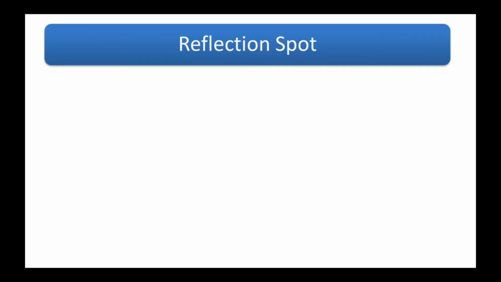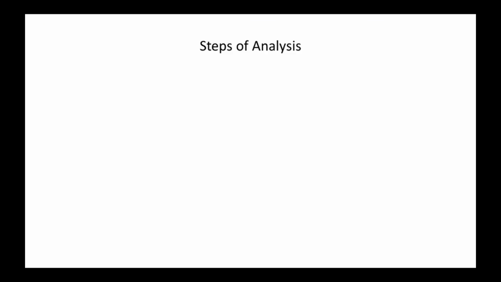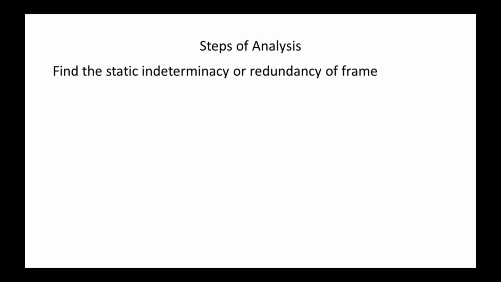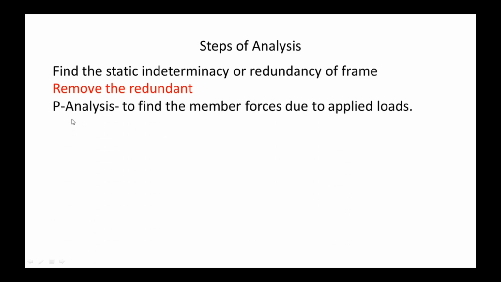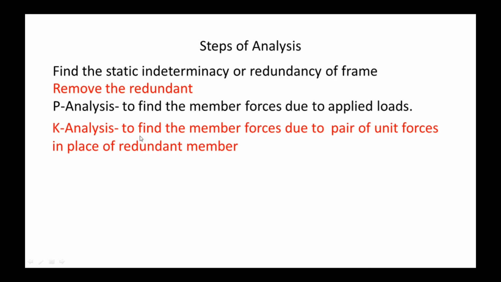Here a question arises in the mind of the student: what are the different steps to analyze the frame? First, find the static indeterminacy or redundancy of the frame. Second step is to remove the redundant, that is, make the structure determinate. Third step is P analysis, to find the member forces due to the applied load. Next is K analysis, to find the member forces due to a pair of unit forces in place of the redundant member.